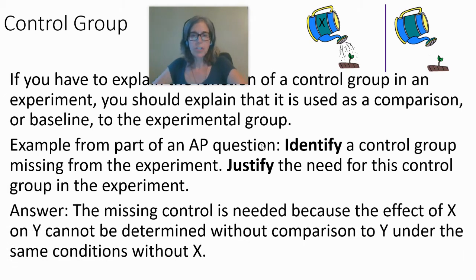Okay, so the missing control is needed because the effect of the independent variable on the dependent variable, right, the effect of water on plant growth, can't be determined without the comparison of the plant growth without the water, right, under all the other same conditions, the same amount of sunlight, same type of soil, et cetera. So the missing control is needed because the effect of X on Y can't be determined without comparison to Y under the same conditions without X. Fill in your X and Y. So for this particular case, the missing control is needed because the effect of water on plants can't be determined without the comparison of plants without the water.